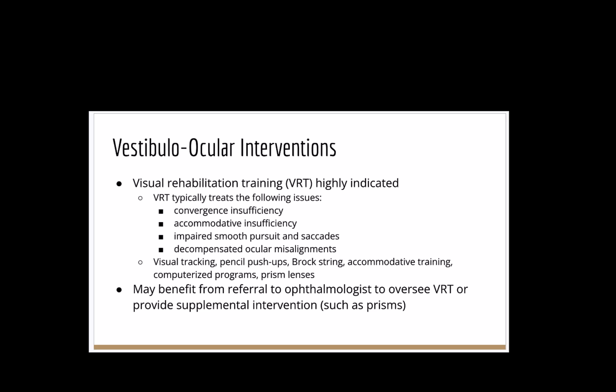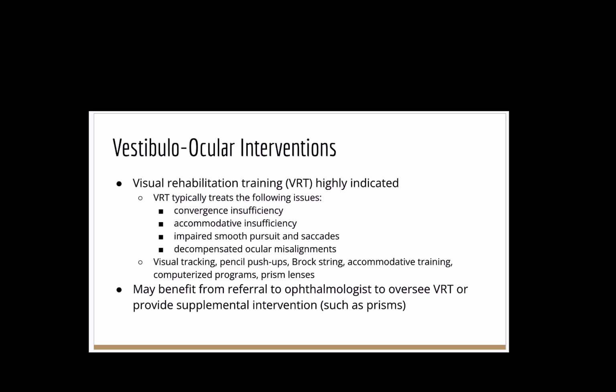Now, there are things that we can do as physical therapists for visual rehab training. There's a lot of things that we can do without referral, but if that patient is very severe or you don't feel comfortable yourself overseeing the visual rehab, then a referral to an ophthalmologist is necessary. The ophthalmologist may be very helpful in overseeing, implementing and progressing the visual rehab training, and they can also screen them for any sort of supplemental problems that they might have, such as prisms, which you might need for certain types of eye dysfunctions from the concussion.